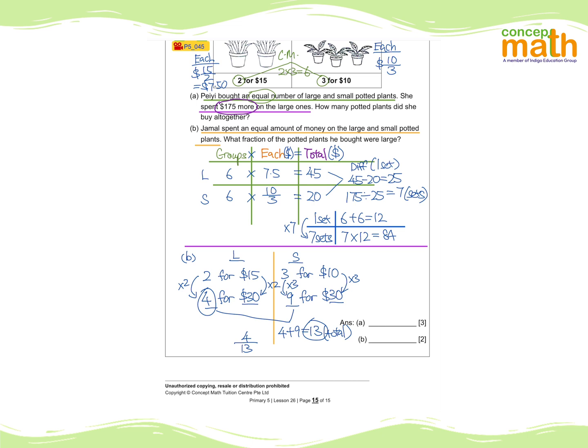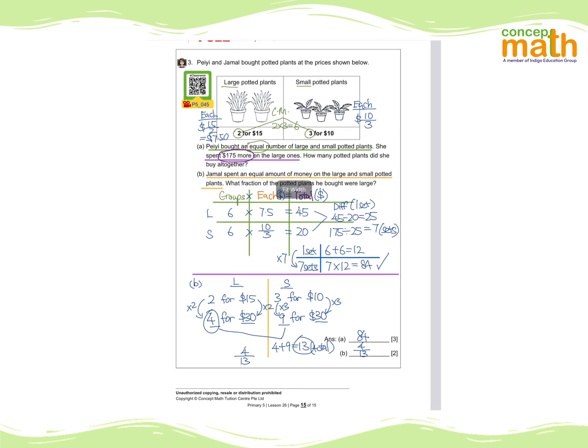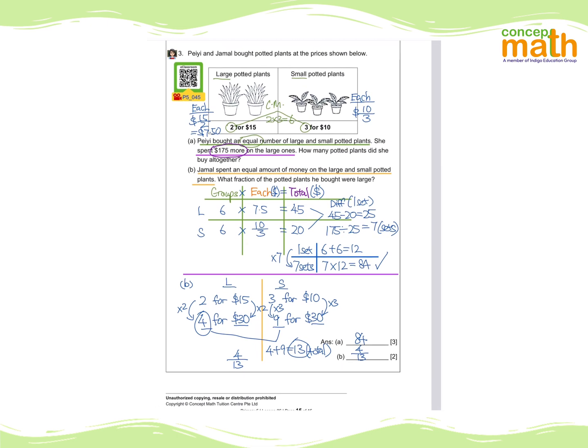So for this question, part A, we have already solved it: 84 potted plants she bought altogether for Pei. And for part B, the fraction is 4 large out of a total of 13. So the fraction is 4 out of 13. Alright, with that, we have solved this question, and that's our answer for part A and part B.